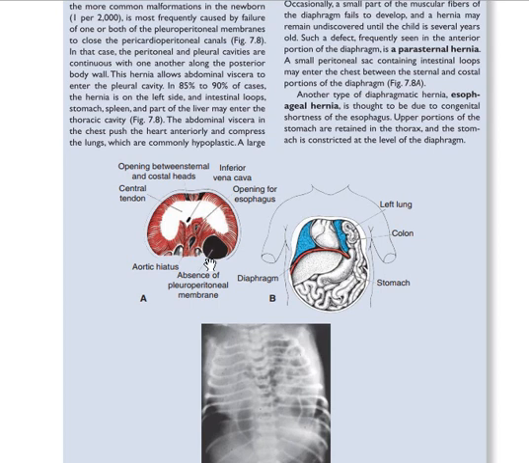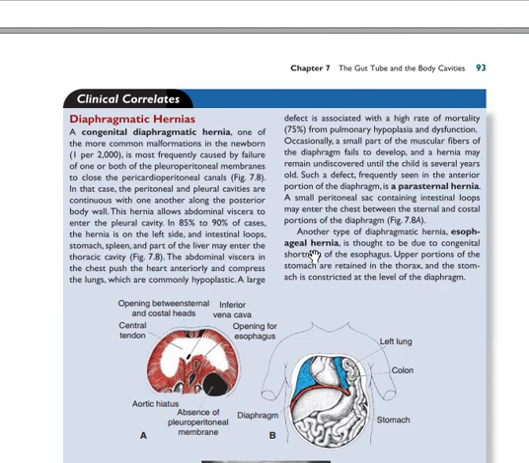Now this is the absence. When you have the absence of the pleuroperitoneal membrane, you are going to have that congenital diaphragmatic hernia. That absence usually occurs on the left rather than the right. So the abdominal contents, that is the gut, are going to extend into the lungs. When it extends to the lungs, it can compress the lungs and cause pulmonary hypoplasia. Is this clear?